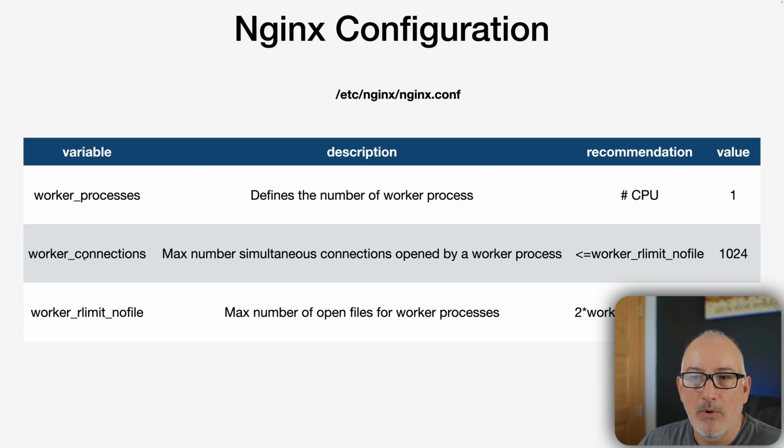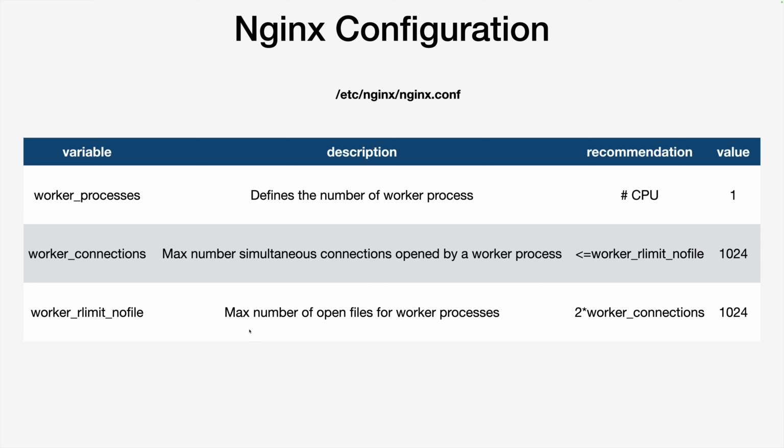Then there's another variable called worker connections, and that's the number of simultaneous connections that each worker process can handle. So if you have 1 worker process, this is the number of connections it can handle. Every connection needs a file handle to be able to do its job. By default, the limit on file handles is set to 1024. So the maximum number of connections, if you leave everything the same, you should set to around 1024.